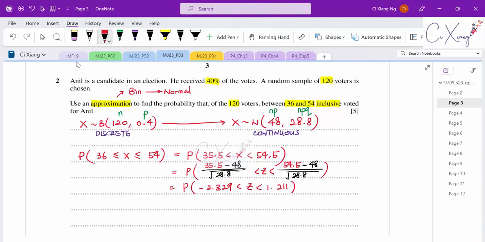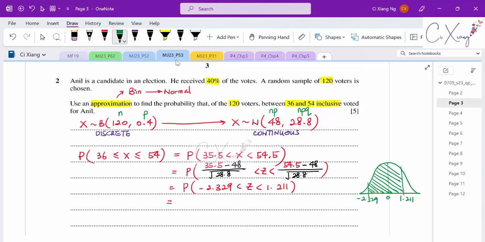Okay, so now I want to find out this area, the probability of this area. If I try to imagine it or display it by using a normal curve, this is the 0. And then I want to find out the probability between 1.211 and also negative 2.329. So this is the area that I'm interested to find out. To find out this probability, there are many different ways that you can apply.